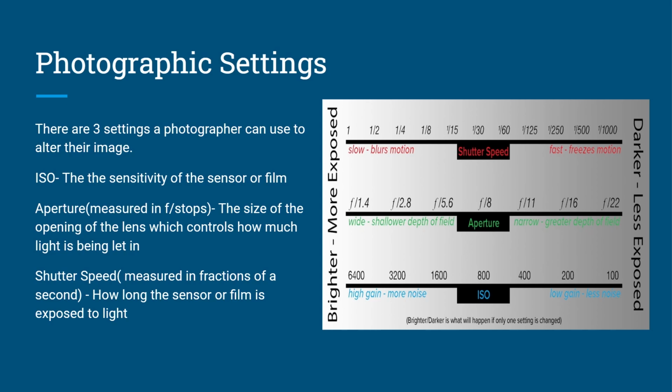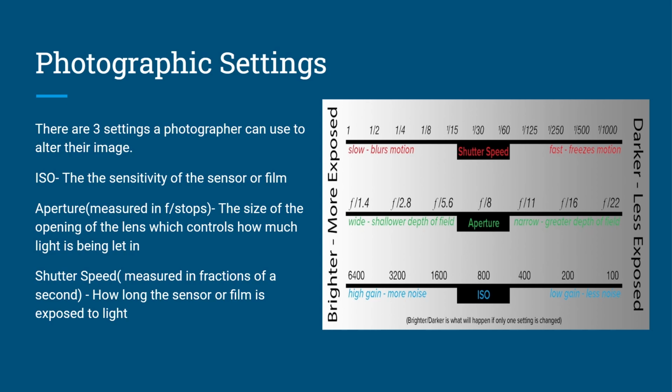Photographic settings. There are three things a photographer can use to help alter their image. ISO, which is the sensitivity of the sensor or the film. As ISO increases, sensitivity of the film or the sensor increases, meaning less light is needed to properly expose an image. Aperture, measured in f-stops. This is the size of the opening of the lens, which controls how much light is being let in. So, as aperture decreases, the size of the opening increases, meaning less light is needed to expose an image.